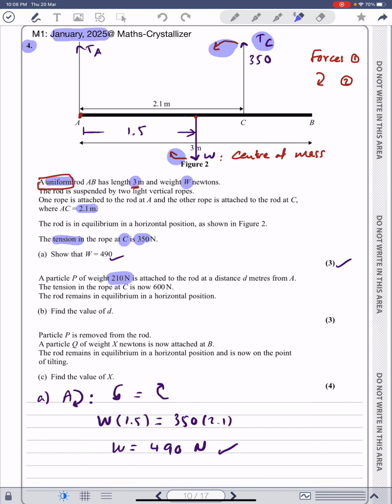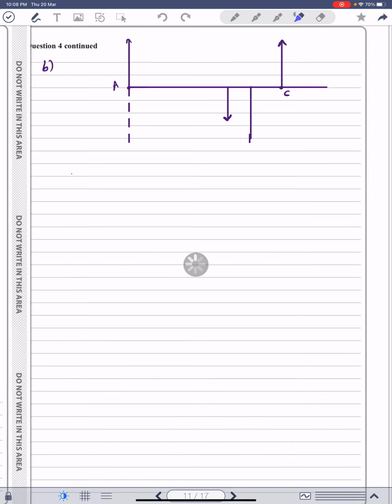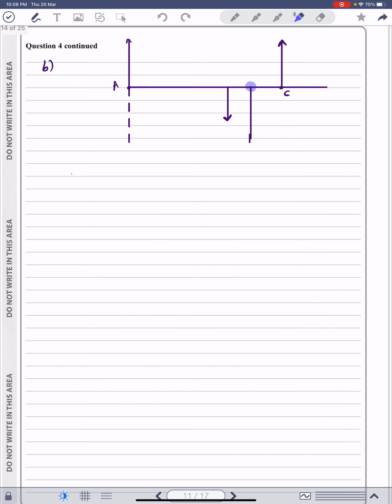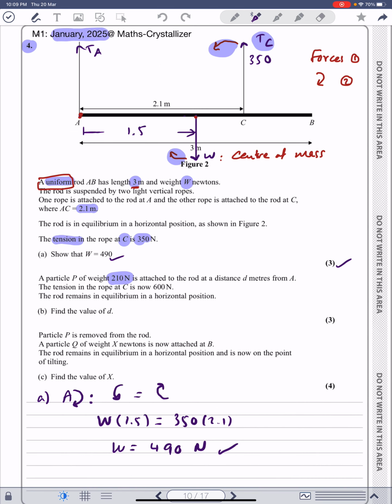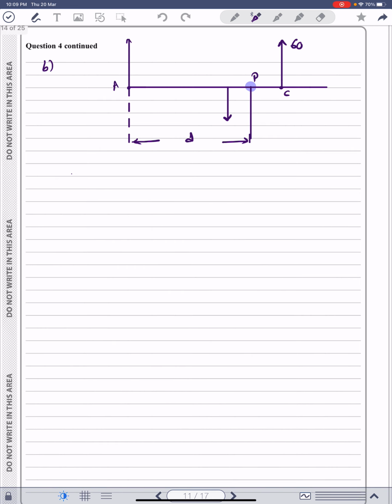So a particle P of weight 200 is attached to the rod at a distance d meters from A. For example, this is particle P here. Label what you are reading and doing, d meters. Neatness sometimes helps us get the right answers faster and easier. The tension in the rope at C is now 600 newtons. And this is W, which is 1.5. It will not change.